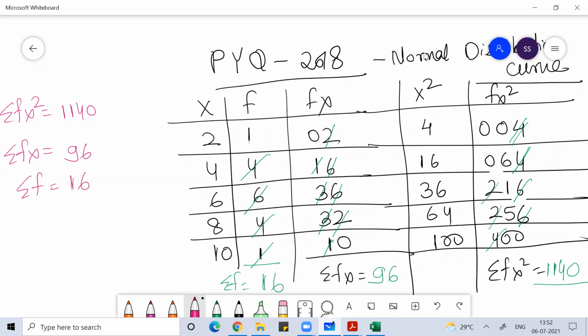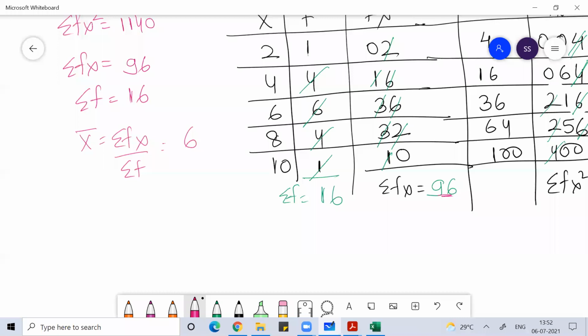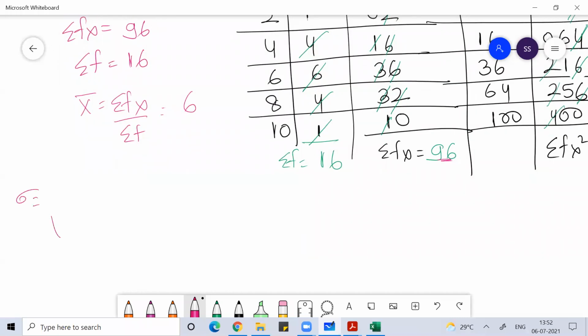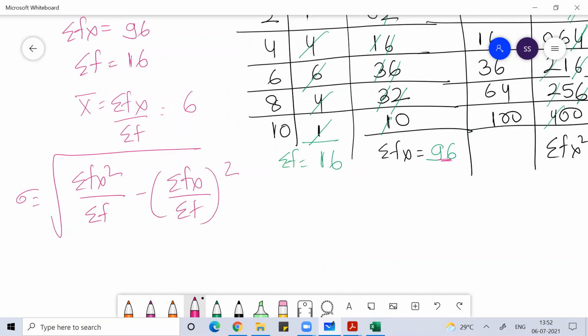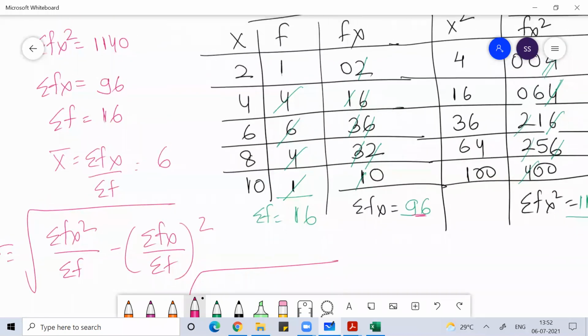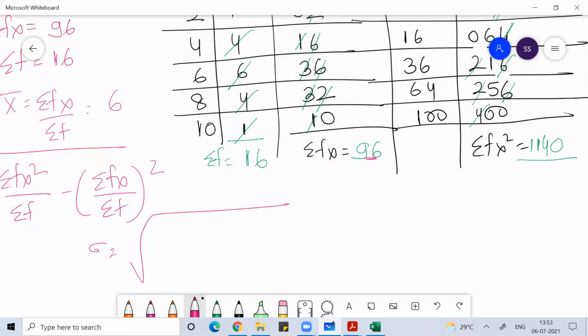Okay, so I can find the mean. Mean is summation of fx by summation of f, means 96 by 16. 16 6s are 96, so mean is 6. Now I can find the standard deviation and variance. The standard deviation formula is under root of summation of f x square by summation of f minus (summation of fx by summation of f) whole square. Summation of f x square is 1140, right? 1140 divided by 16 minus 6 whole square.